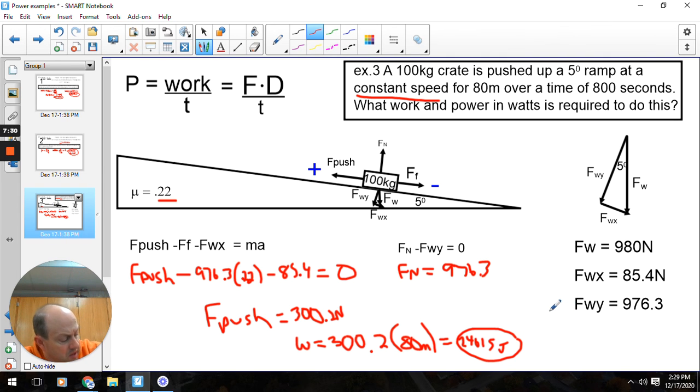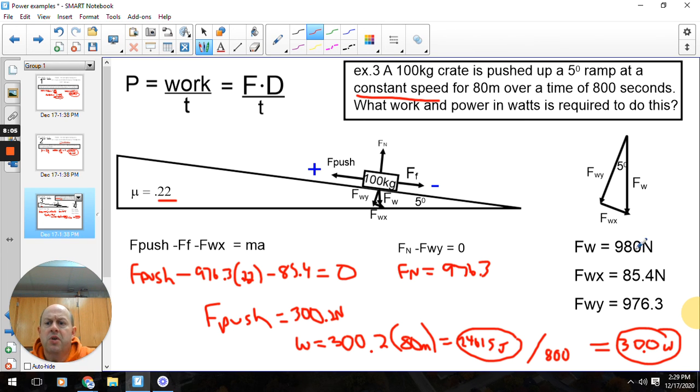Okay, and then taking our work over our time, if we take that divided by the 800 seconds, that would give us our power, which is going to be 30 watts. So that would be our answer.